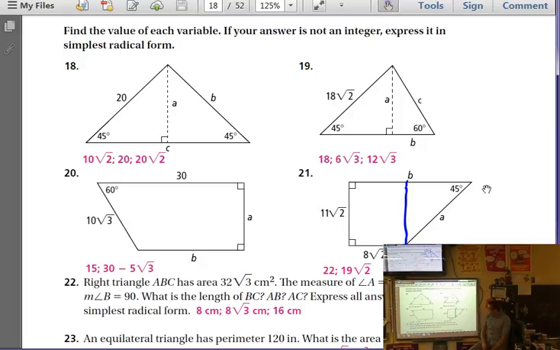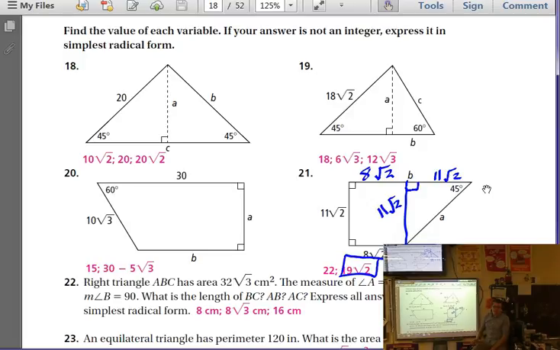Okay. So what I know is this leg is 11 rad 2, because I know that this was 11 rad 2. If this is 45 degrees and this meets at a perpendicular, that means that this section also has to be 11 rad 2. This section I already know is 8 rad 2. So I have 8 radical 2 and 11 radical 2, which equals 19 radical 2.